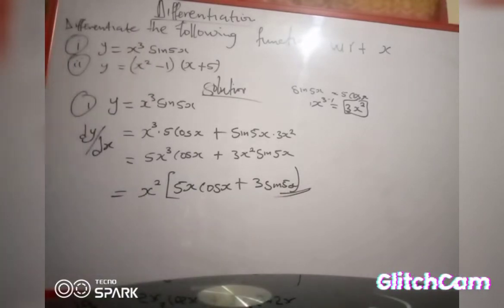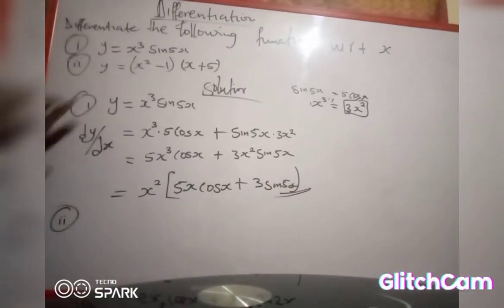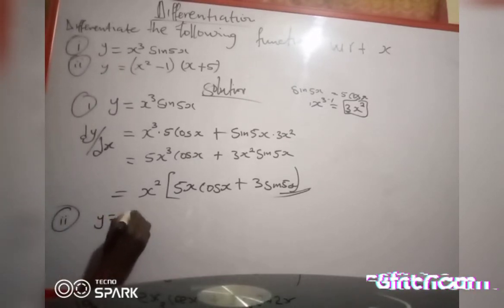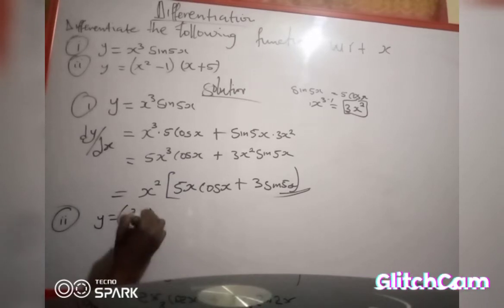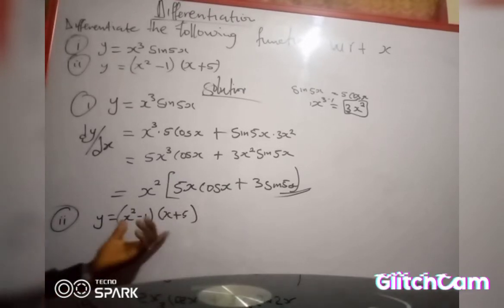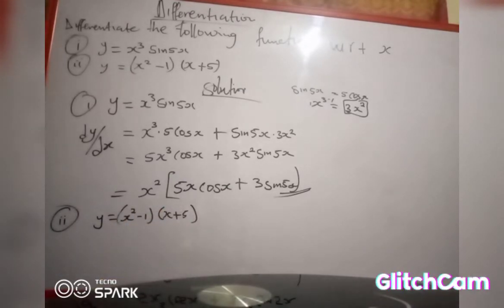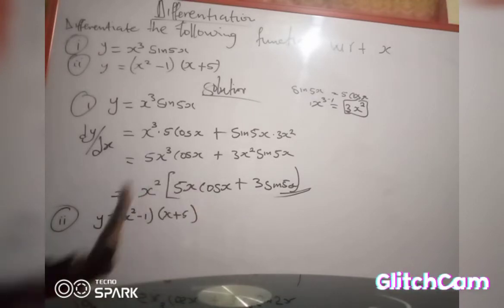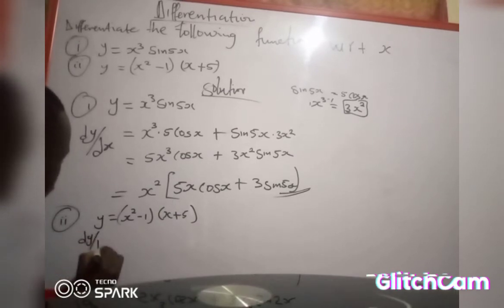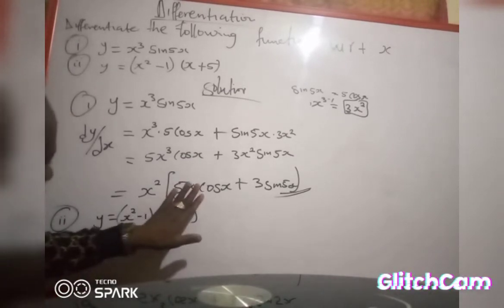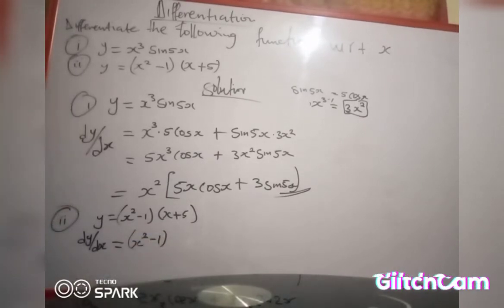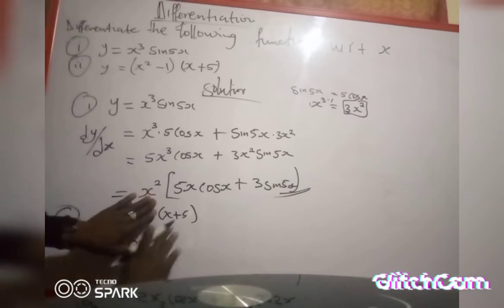So number 2, say y equals s squared minus 1 into another bracket, s plus 5. This is still product rule. So remember what I told you. You cover this one, write this one. So I'll cover this, dy over ds now will be equal to, I'll cover this, write this one, s squared minus 1. You can still bracket it, then cover this one, differentiate this one.